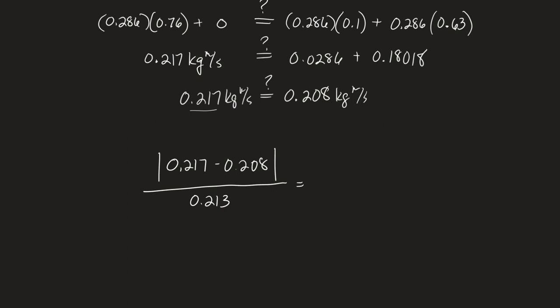Now, you express this answer as a percentage. So I'll take my 0.217 minus 0.208. I get 0.009 divided by 0.213. And this tells me they are off by 4.2%. That is well within, I would say, legitimate experimental error to have a 4% difference. I think you could, as a scientist, say it appears that we conserved momentum here.